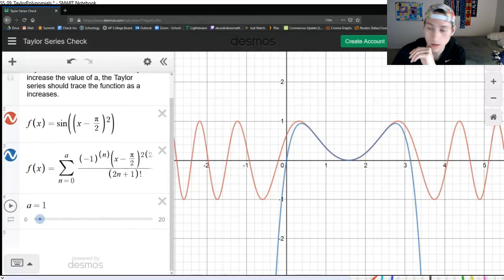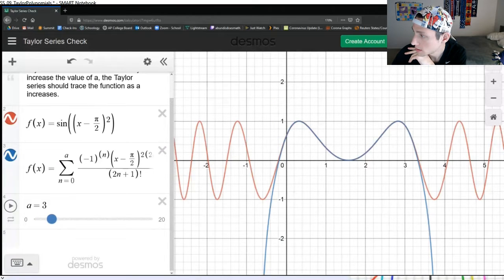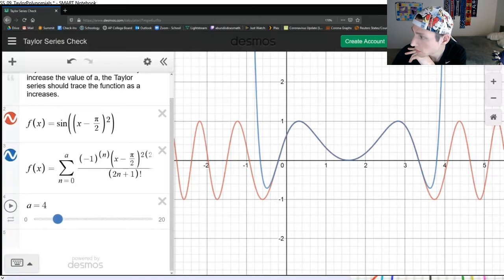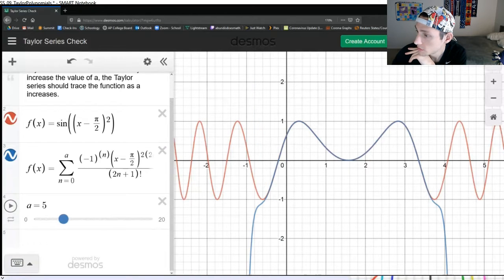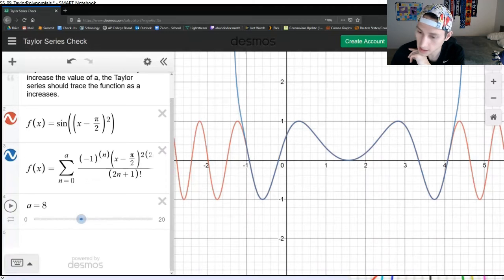All right, so now let's bump it up to the 2nd degree. And 3rd degree. Looks even better. 4th degree, 5th degree, 6th degree, 7th degree. So we can see that every time I add another term of a Taylor polynomial, my approximation gets better and better and for a longer period of time.